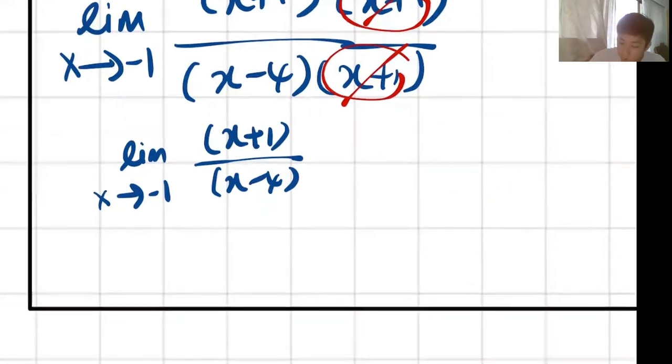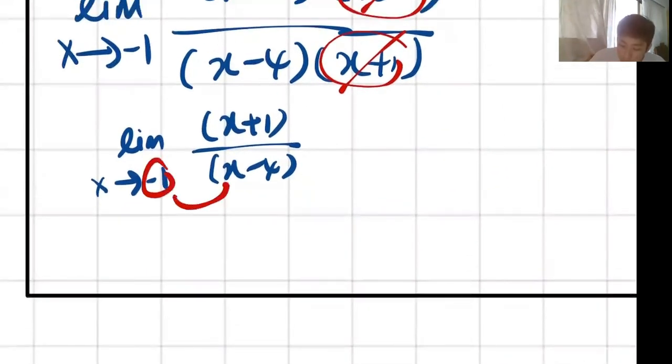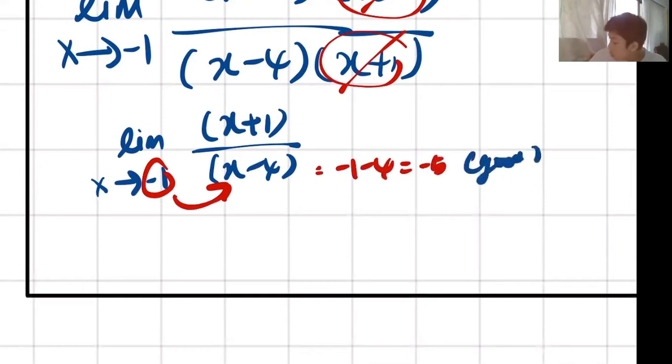You understand? Okay, so now you check and see. You substitute, do you still get 0 in the denominator? You check. When you substitute x with -1, you get -1 minus 4, which is -5. So you don't get 0. You don't get 0, which means it's a good thing. So you can straight away substitute actually.